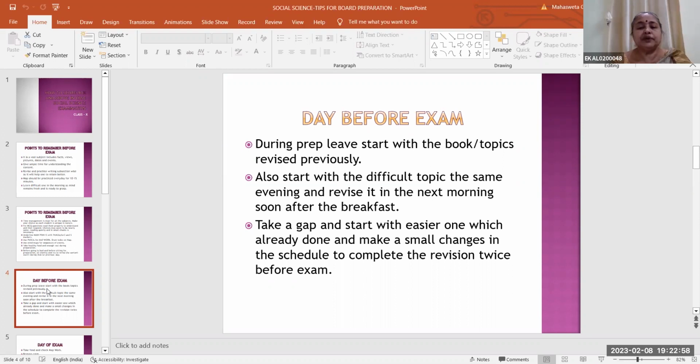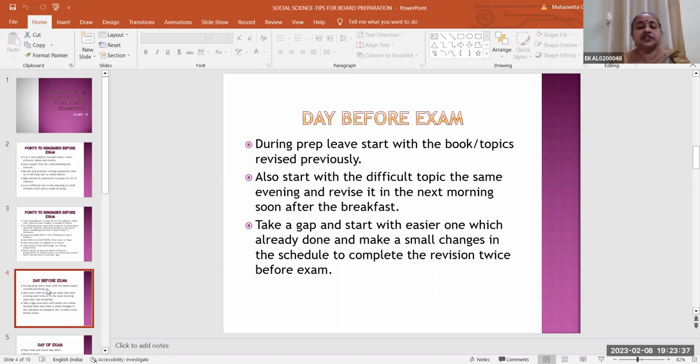Start with the difficult topic the same evening. So when you are returning home on 13th, from 4 o'clock onwards, you start with the topic that seems difficult for you. Revise it the next morning soon after breakfast. I have given the time slot to make you understand that it's very important to revise things twice. Take a gap. I'm talking about 14th. Take a gap and start with an easier one which is already done, and make small changes in the schedule to complete the revision twice before the exam.